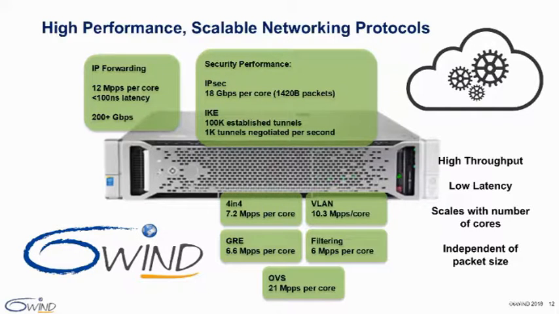We've also published performance benchmarks for Intel Xeon Platinum processors, with 6WIND IPsec confirming 18 gigabits per second per core with 1,420 byte packets. Additional 6WIND benchmarks are available upon request.